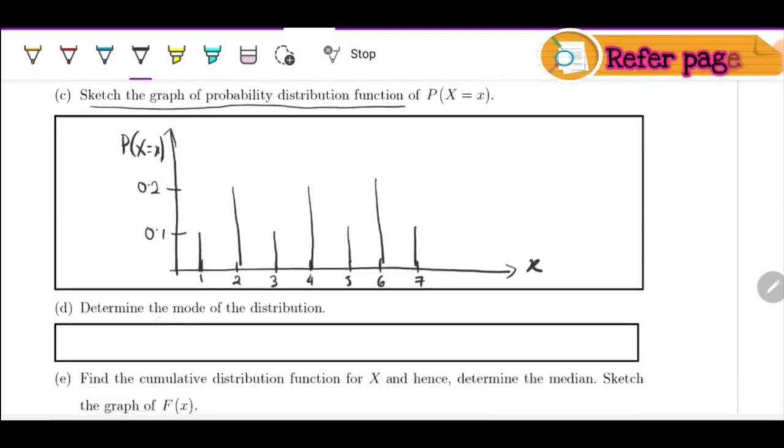D. Determine the mode of the distribution. Mode is the value of x with the highest probability. As we can see from the graph, the highest probability is when x equals 2, 4, and 6. So the modes are x equals 2, 4, and 6.